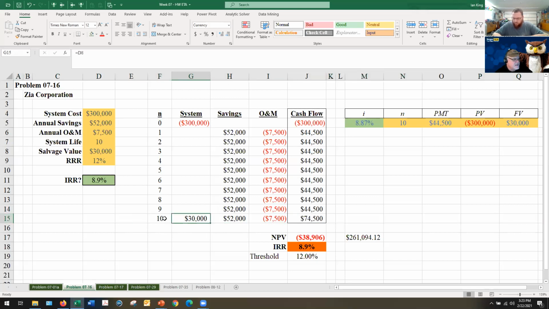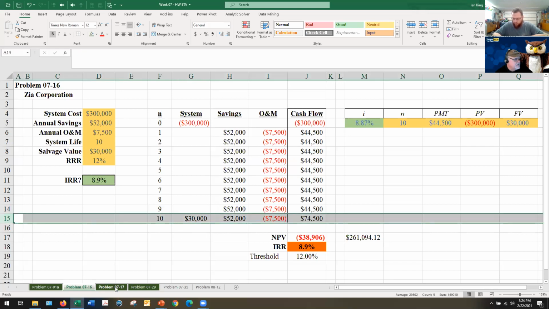But no, it's at year 10, this is year 10. If you put it at year 11, well, that's a different year. If you put it at year 9, that's a different year. It's at year 10. Any more questions before I move on to 17?